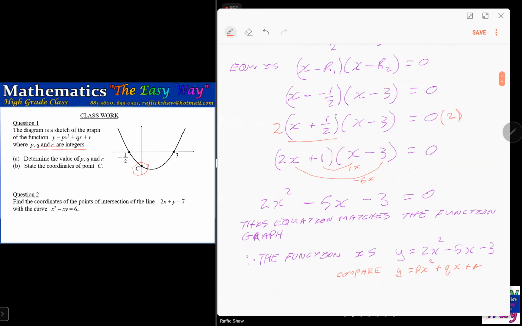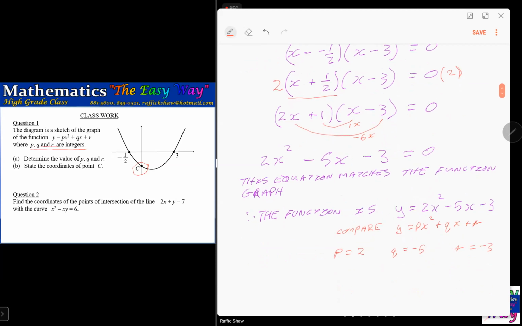And if we make the comparison, we can clearly see that P is 2, the plus Q is negative 5. We don't need to put the plus, so we can take out the plus. And also the plus R is negative 3. And the plus Q is negative 5. All right? That's it. And P is 2. If you compare the coefficients, it's as simple as that. So those are the values, P, Q, and R. Answer for part 1. And the next part asks us for the coordinates for C.